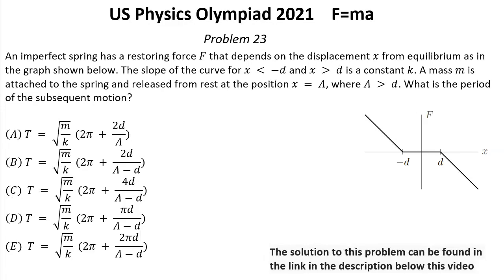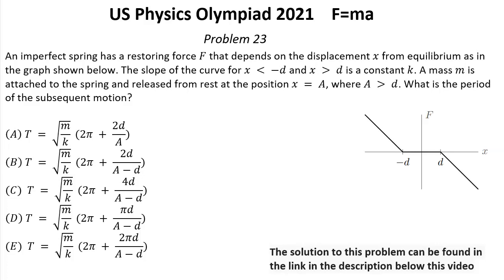Problem number 23. An imperfect spring has a restoring force F that depends on the displacement x from equilibrium as in the graph shown below. The slope of the curve for x less than negative d and x greater than d is a constant k. A mass m is attached to the spring and released from rest at the position x equal a, where a greater than d. What is the period of the subsequent motion?